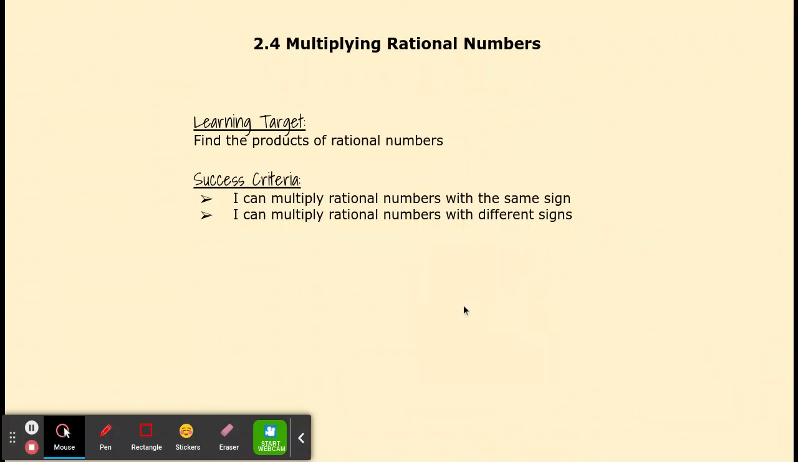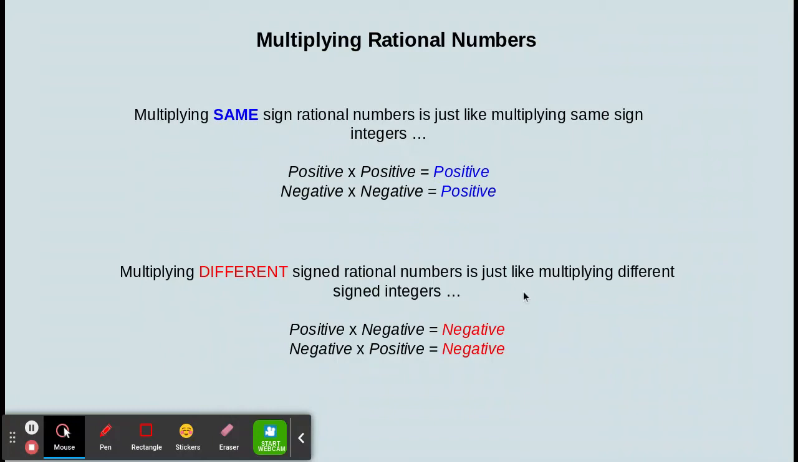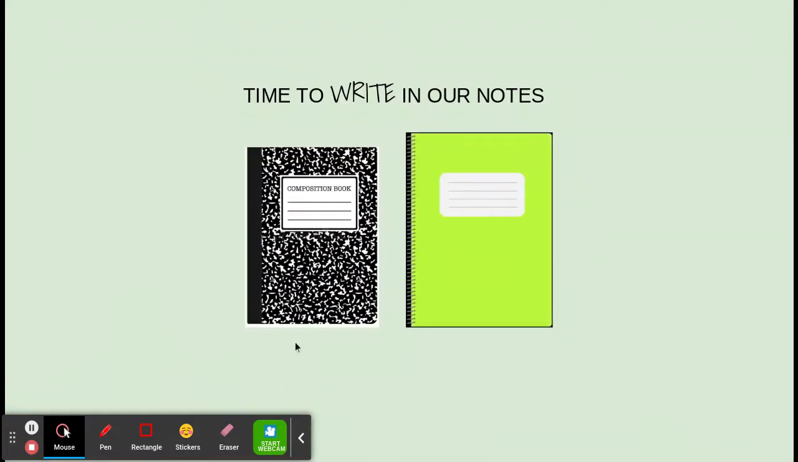2.4, multiplying rational numbers. When we multiply rational numbers, we multiply them just as we did integers, meaning if the rational numbers have the same sign, then our answer is going to be positive. If our rational numbers have different signs, then our answer is going to be negative. Same signs positive, different signs negative. Okay, just want you to go into your notes and reiterate those rules and then complete a few check boxes.